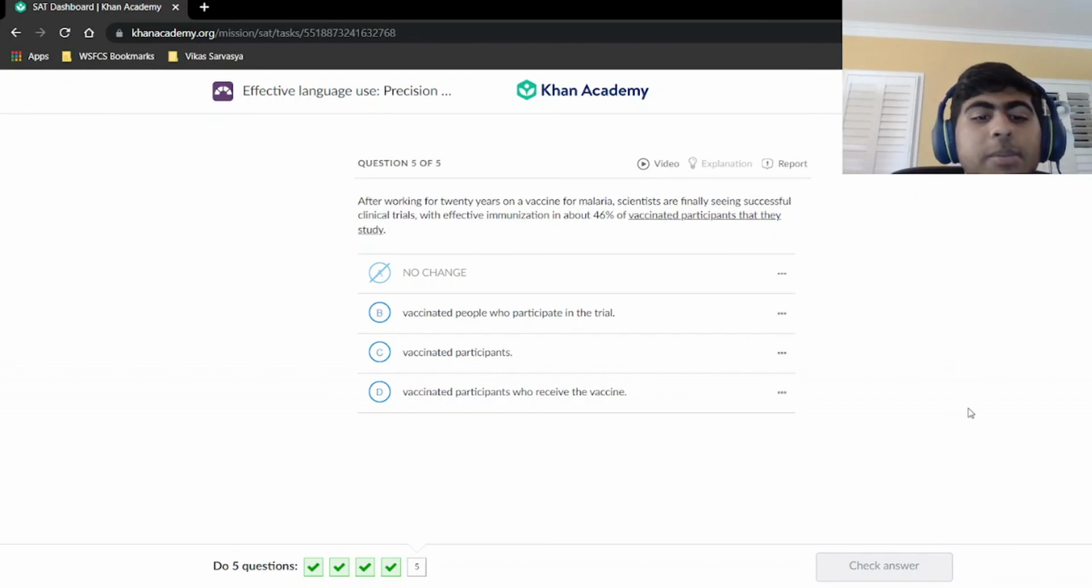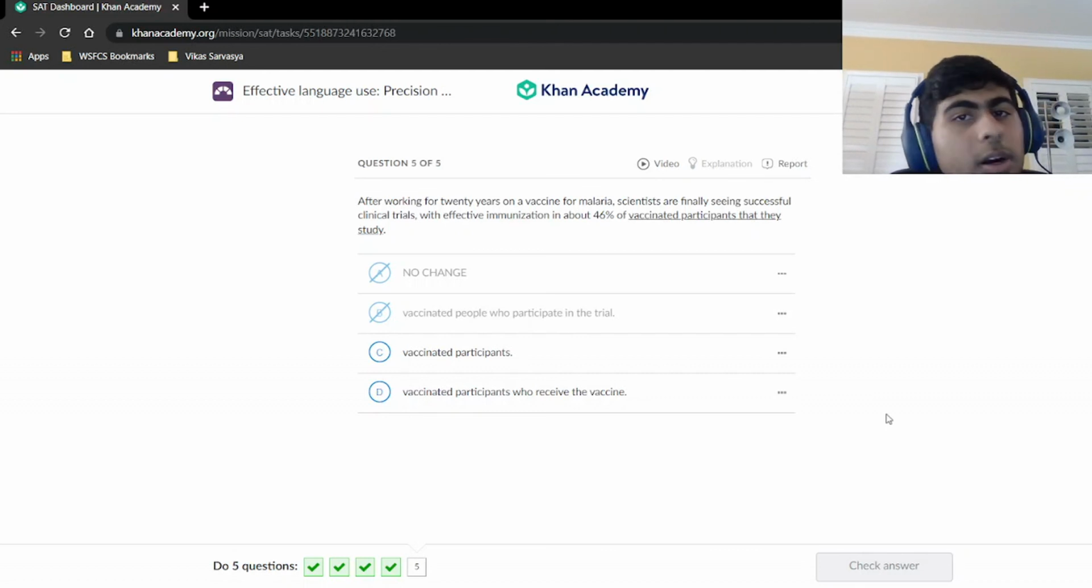Then we have choice B, vaccinated people who participate in the trial. It's the same thing. We already have participate in the trial. We already say clinical trials, right? We already say participants. We don't need to say all that extra. Here we just have vaccinated participants. That seems to work pretty well. We have it with effective immunization in about 46% of vaccinated participants. We're not giving extra information that's saying they're being studied. We already know they're being studied. We know they're vaccinated. We know the participants. That seems to work. It's concise. It's precise. That one seems to work.